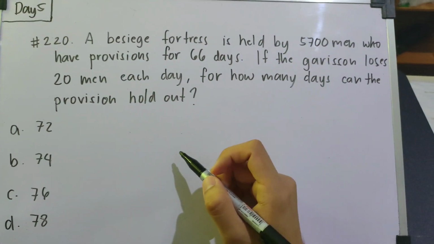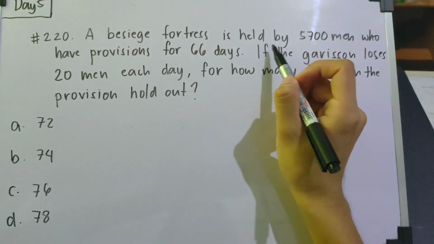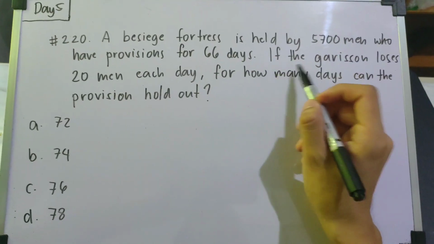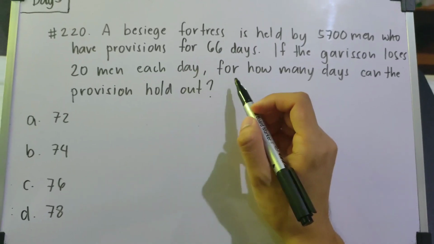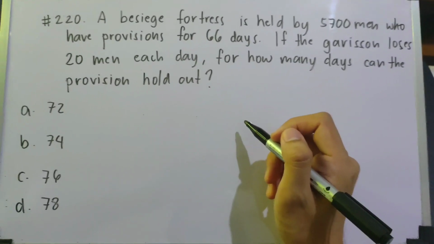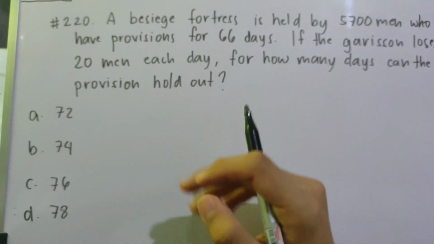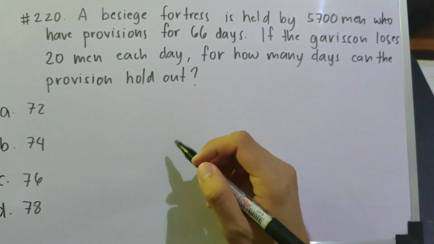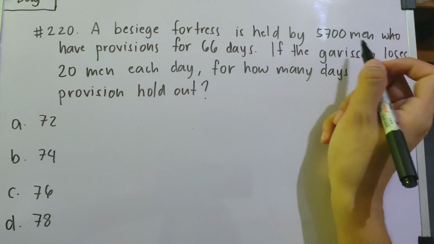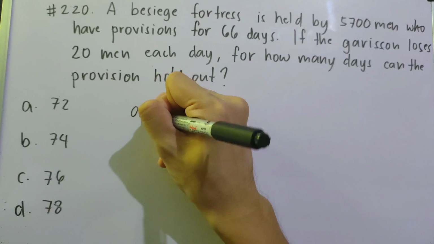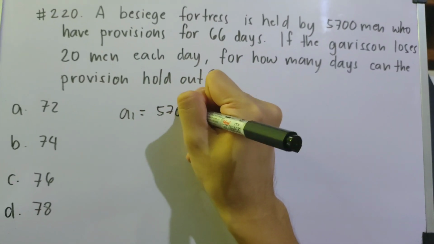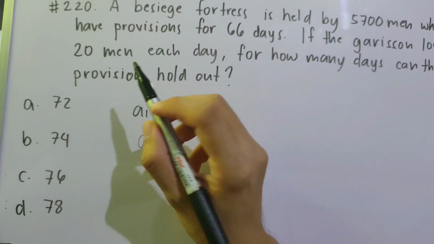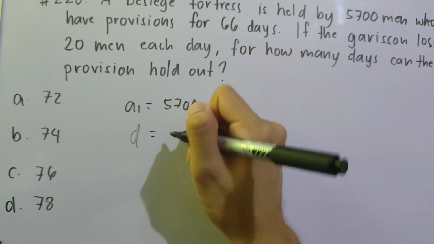Number 220. A besieged fortress is held by 5,700 men who have provisions for 66 days. If the garrison loses 20 men each day, for how many days can the provision hold out? Itong problem na to ay still an arithmetic series problem. Kasi yung number of men natin ay nababawasan ng 20 men each day. So yung 5,700 men, yun yung A1 natin. At ang common difference natin ay yung 20 dito. Or negative 20 dapat. Kasi nababawasan ng 20 men each day.